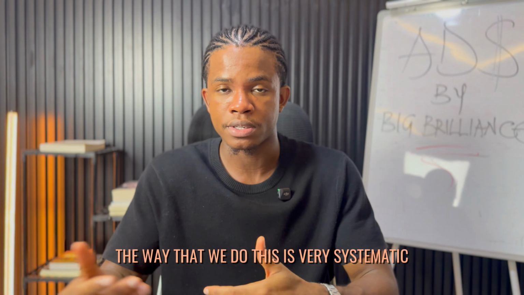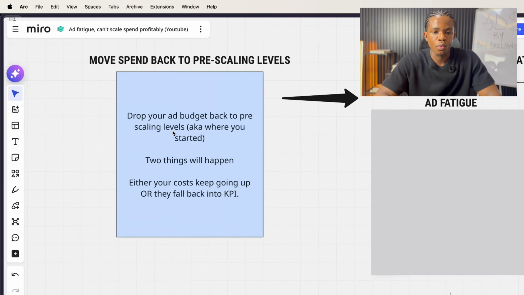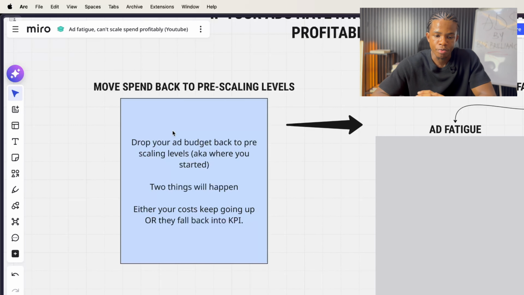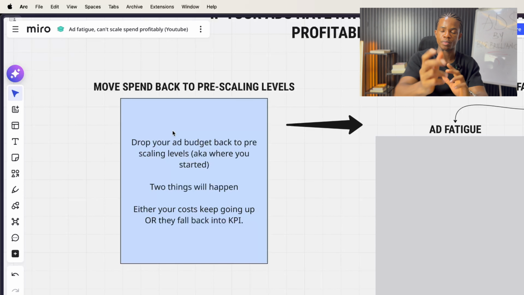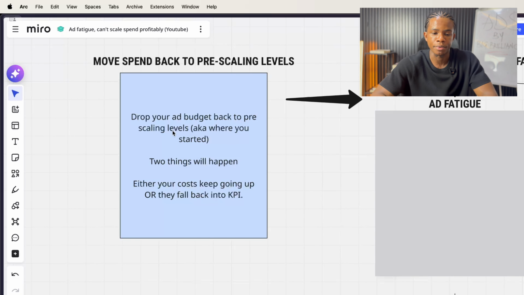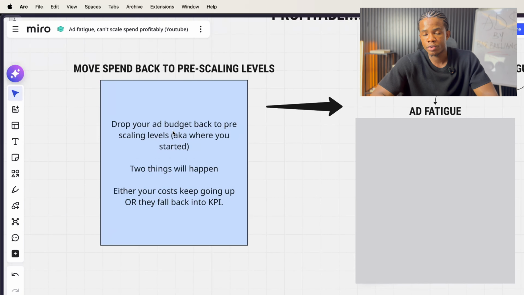The way that we do this is very systematic. So let's dive in. So guys, the first thing you want to do here is move your spend back to the pre-scaling levels, right? So what you want to do here is drop your ad budget to where you were before things broke. Essentially before your ads started to fatigue or before your ads started scaling unprofitably, you want to move the budget back to where you were spending profitably, right? So two things are going to happen. Either your costs go up or they're going to fall back into KPI.